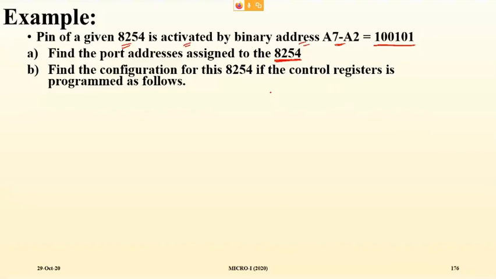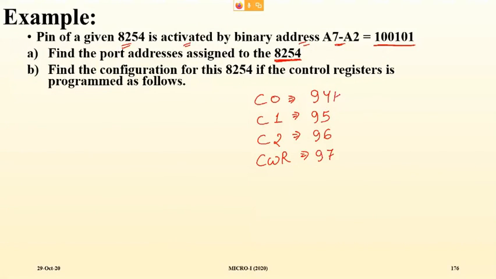So now you know 8254 has got counter 0, counter 1, counter 2, and the control word register. Half of the information is provided to you. Now let me know what is the address of counter 0, 1, 2, and the control word register. Decode. So 94, 95, 96, and 97H. Anyone else with any other address? Or anyone who is not able to decode this address?